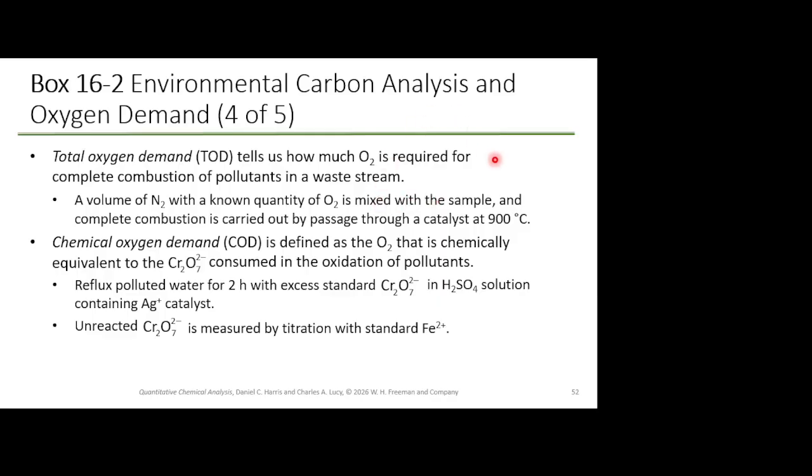The total oxygen demand is going to tell us how much O2 is required for complete combustion of the pollutants in the waste stream. So if you want to completely combust everything to CO2, get rid of all of those pollutants in the waste stream, that's going to be TOD. So the volume of N2 with a known quantity of O2 mixed in, the sample in complete combustion is going to be carried out typically in a catalyst to make it faster, so you don't have to wait as long, at 900 degrees Celsius. Notice 900 degrees Celsius is very common for these things because you don't want to get up past 1,000. Okay.